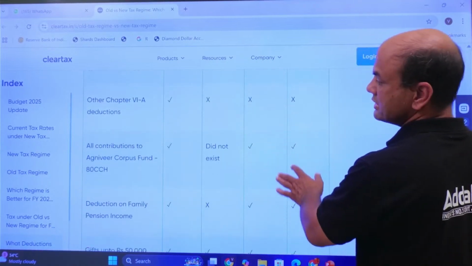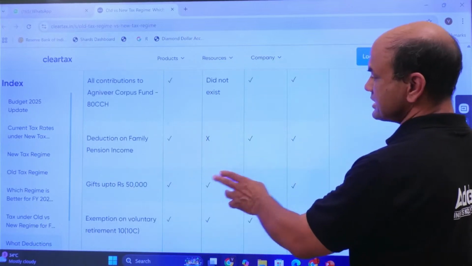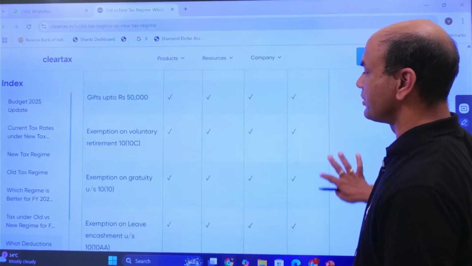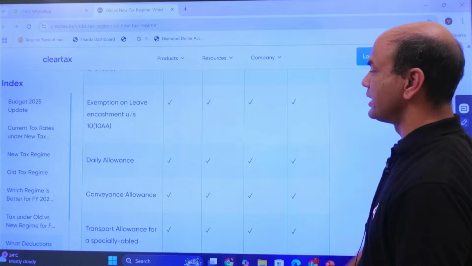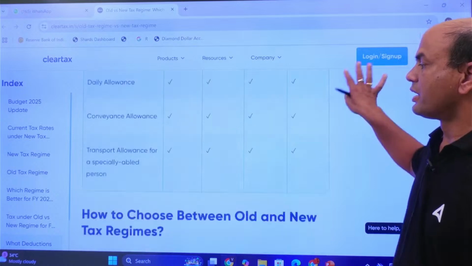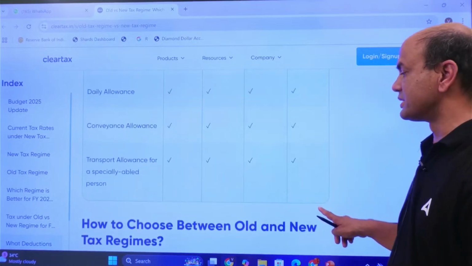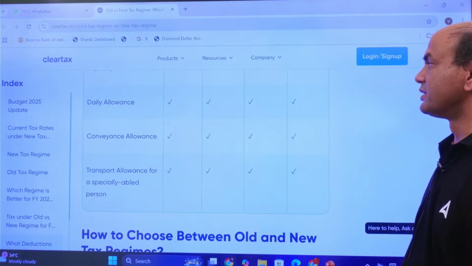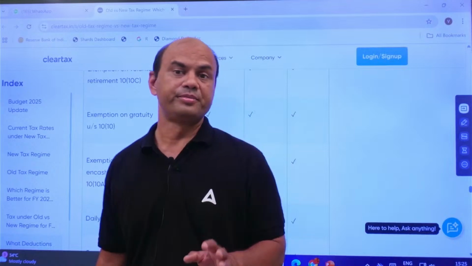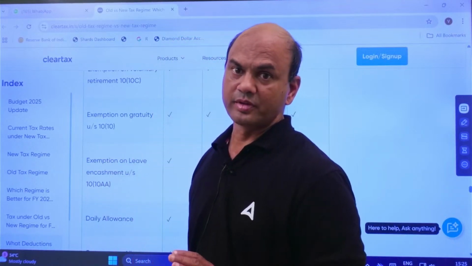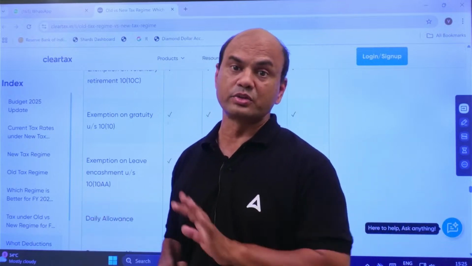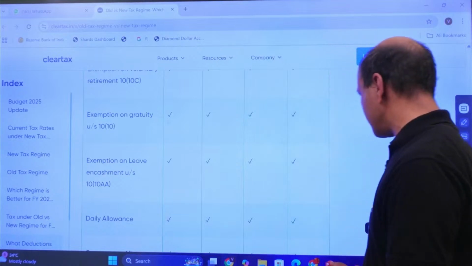So you have only these parts. If anything important is, let me see. Family pension, yeah, it is there. Gifts up to 50,000, it is there. Voluntary retirement, gratuity, leave encashment, daily allowance, DA is there. Conveyance allowance, it's there. Transport allowance for specially abled persons, okay, so that is there. So these are the exemptions which have been removed under this new tax regime. But there is a very good advantage, that is up to 12 lakhs, you don't have any tax. It's a good thing, isn't it?